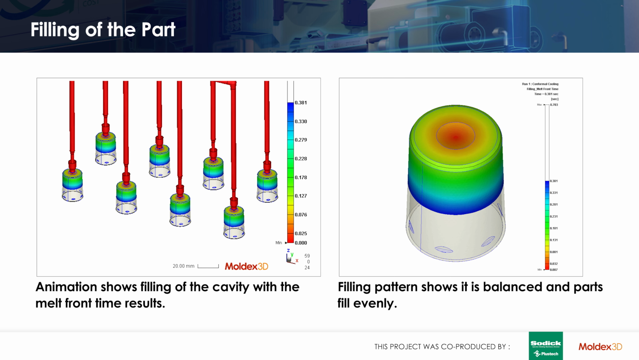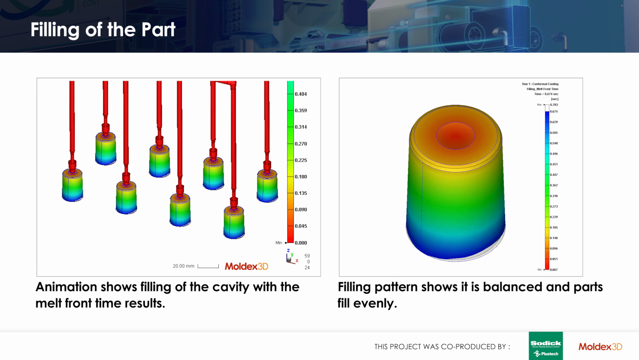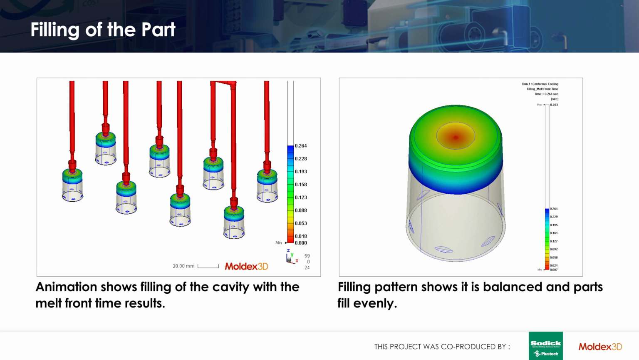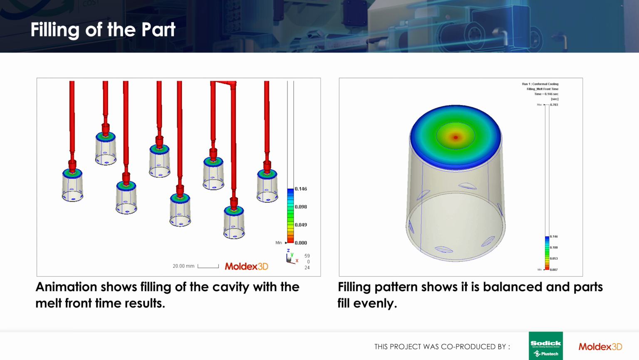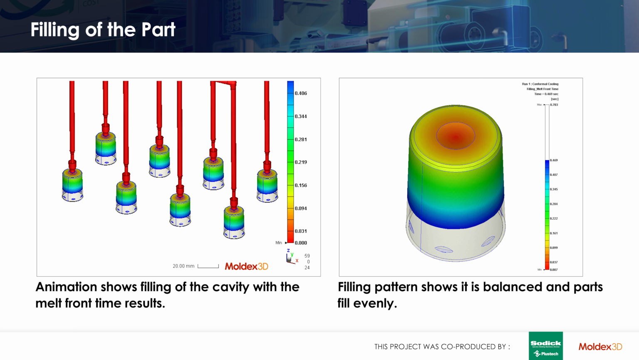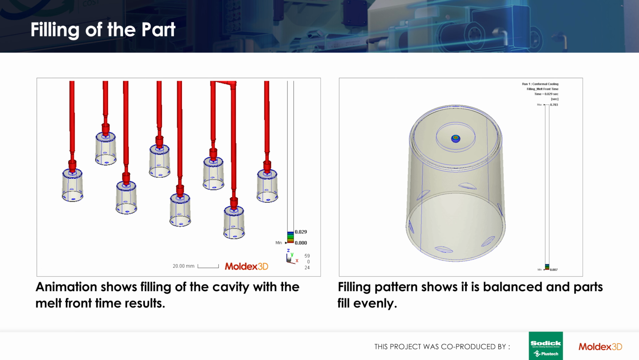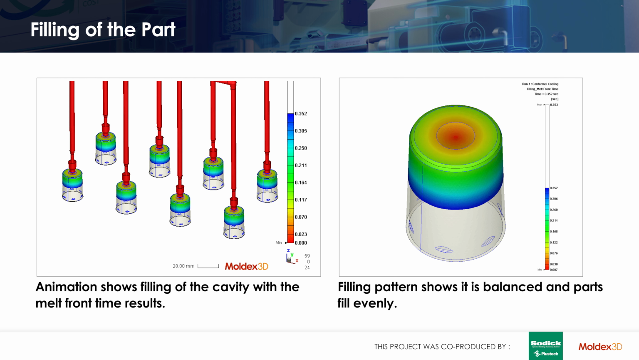The balance of flow through the part geometry is important, but for a multi-cavity system like this one, the similarity from cavity to cavity is even more important to ensure every part coming out of the mold is up to quality standards and to decrease plastic waste.